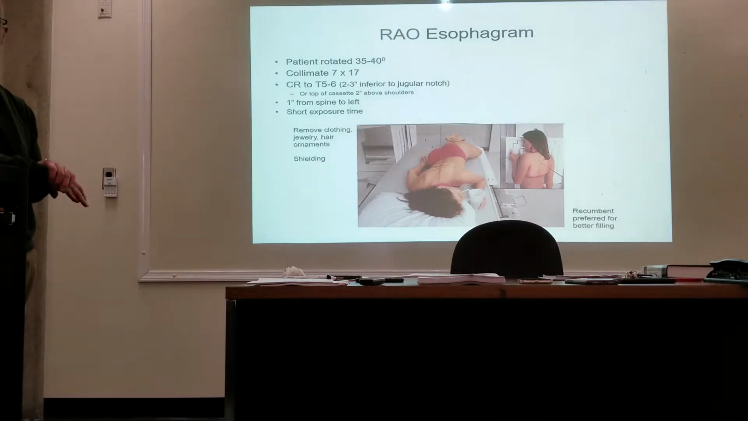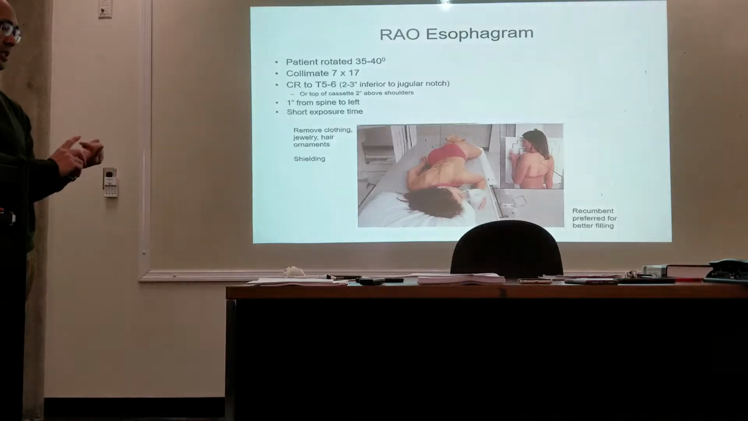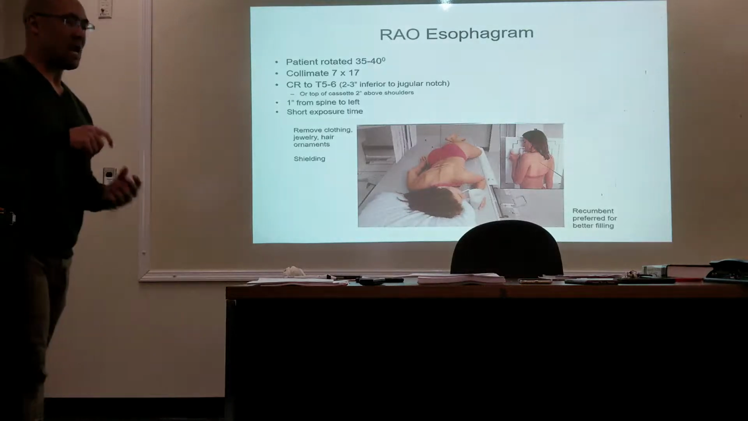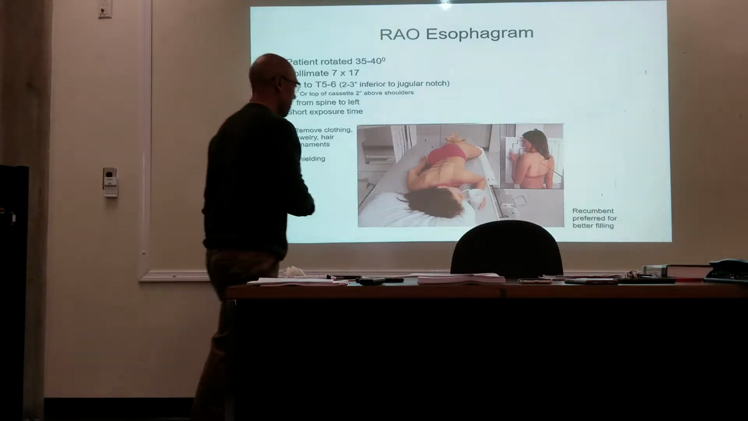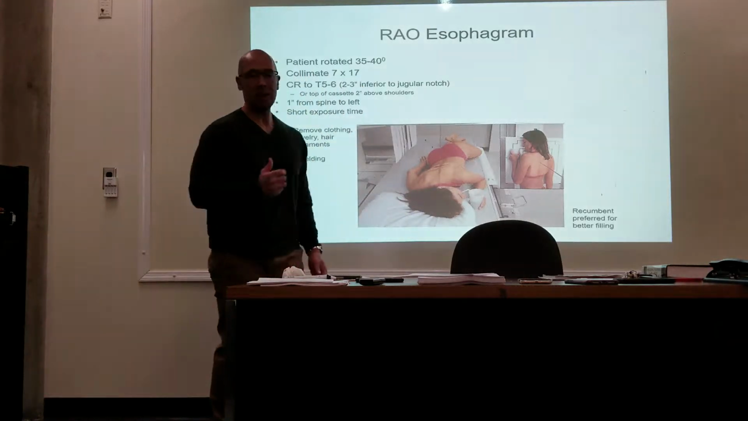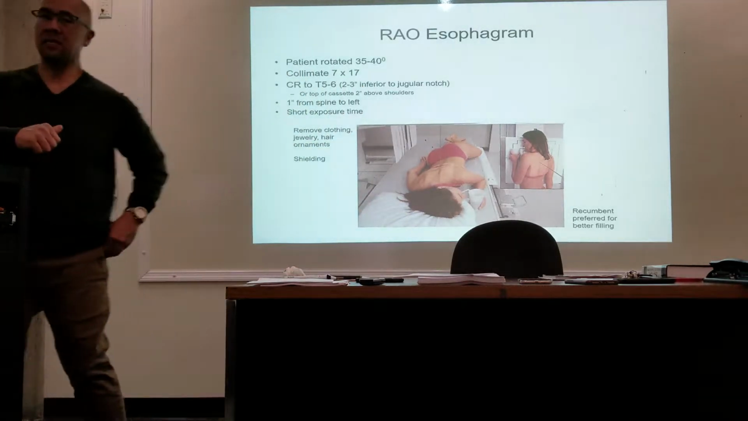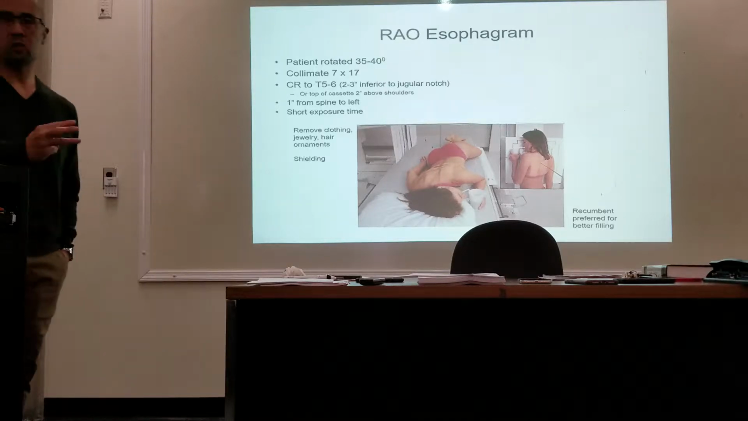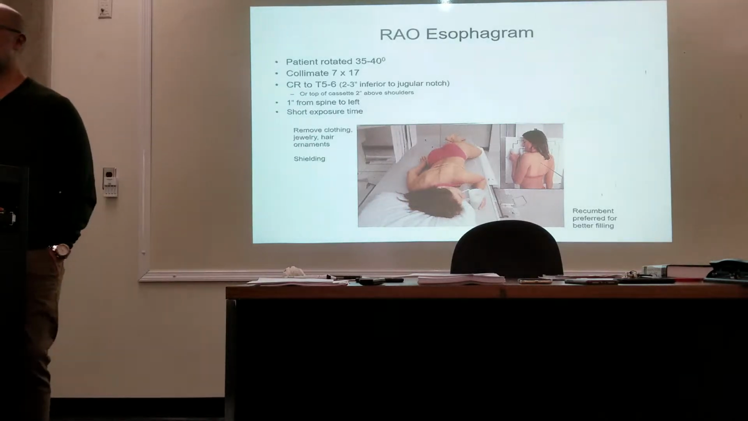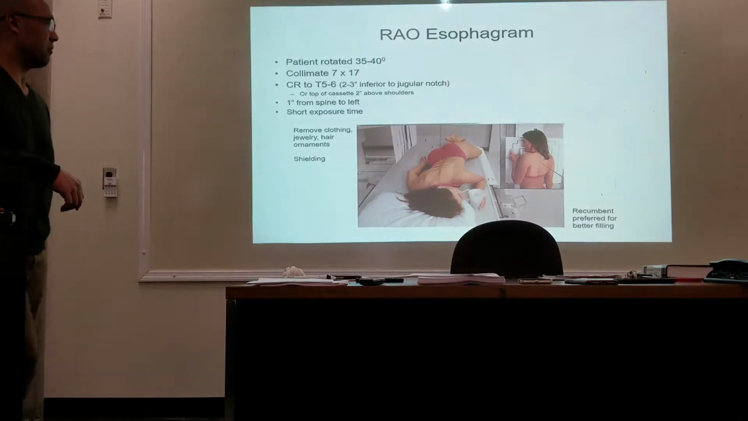So for the overheads, there are three basic projections. It's an RAO, a lateral. Okay, the lateral is generally a right lateral, not because of anything to do with anatomy. It's more of the way the rooms are set up. Okay, so it's usually a right lateral. And lastly, it's going to be an AP projection. So those are your three basic views for an esophagram. The first one that we're going to cover here is an RAO esophagram, RAO.